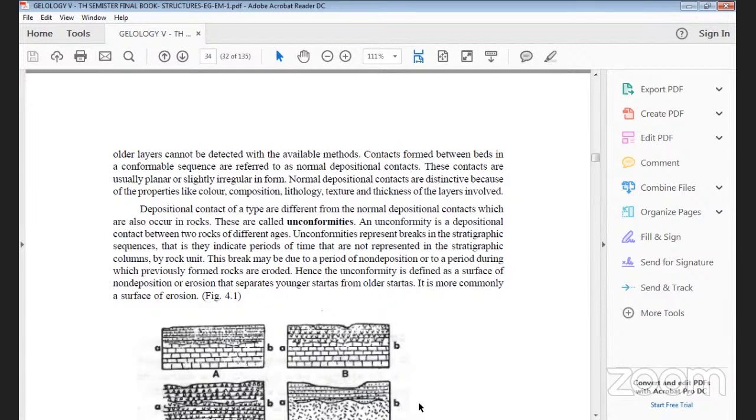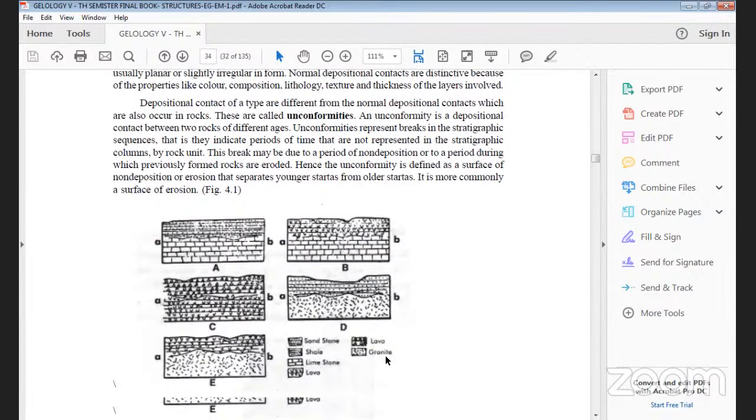This break may be due to a period of non-deposition, or a period during which previously formed rock was eroded. Hence, the unconformity is identified as a surface of non-deposition or erosion that separates layers, one starting from the younger to the older strata. It is very common to see this in surface erosion. Just see these pictures here.